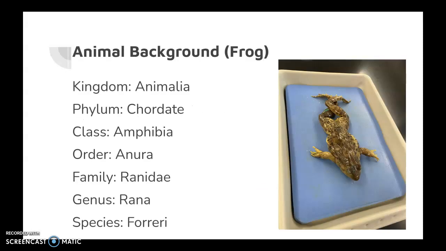Animal background: frog. Their kingdom is Animalia, phylum Chordata, class Amphibia, order Anura, family Rhinidae, genus Rana, and species Foruna. The background of a frog starts off with a frog hatching from an egg into a gilled, water-dwelling larval stage called a tadpole, and after they form into adults and become frogs.